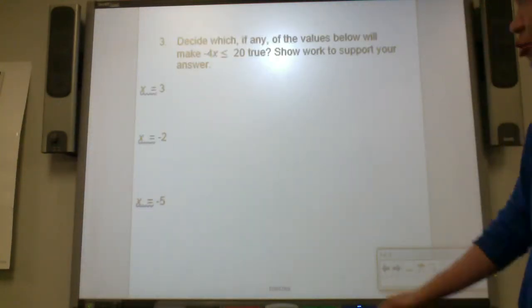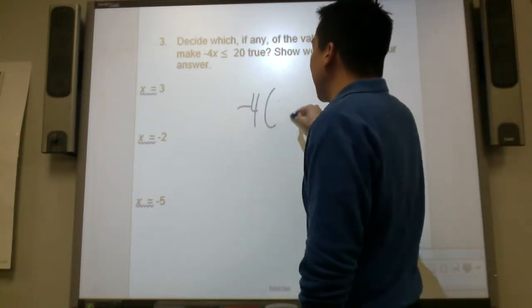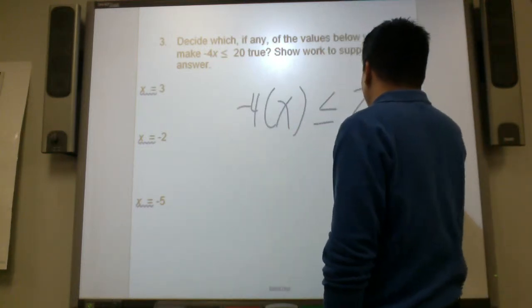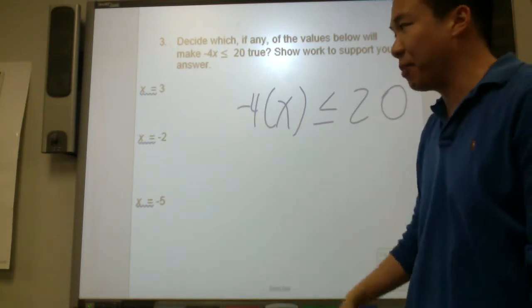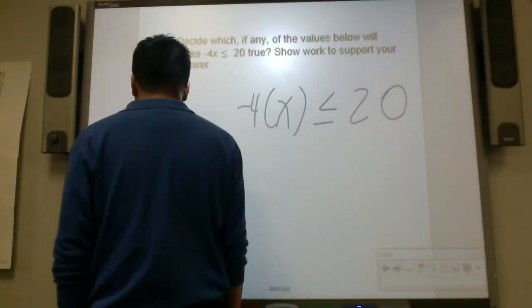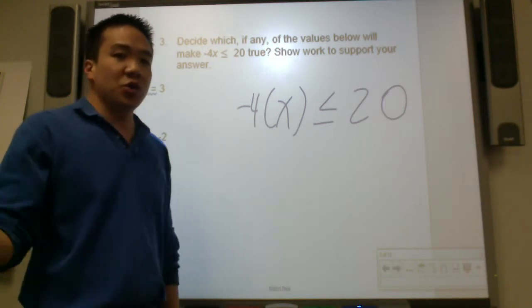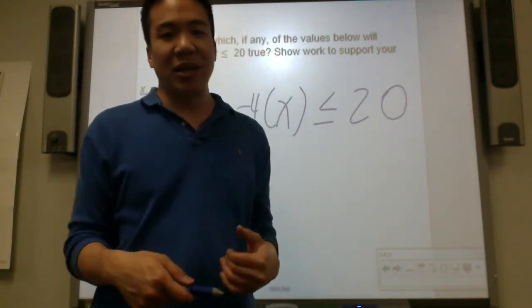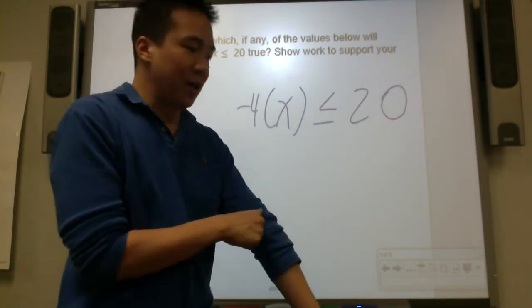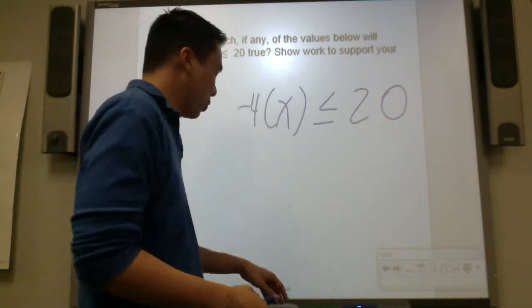And the next example, you have -4 groups of x is less than or equal to 20. When will this scenario happen? If I replace it with 3, -2, and -5. In a subsequent YouTube video, we will be solving this so you can know exactly when this is a true statement. Right now, we're just guessing and checking.